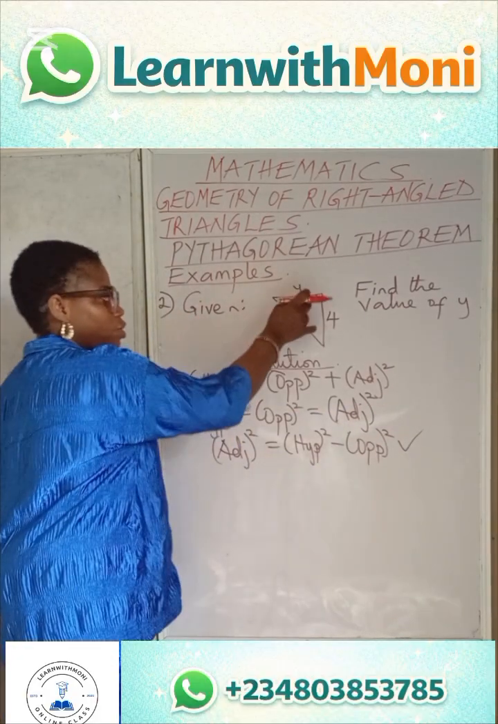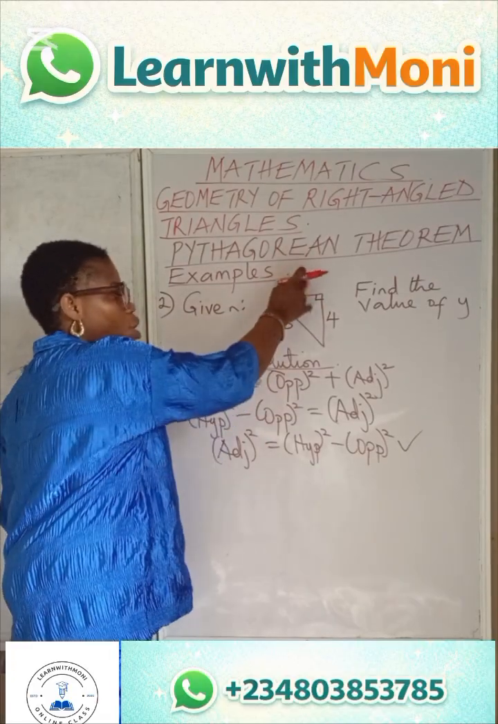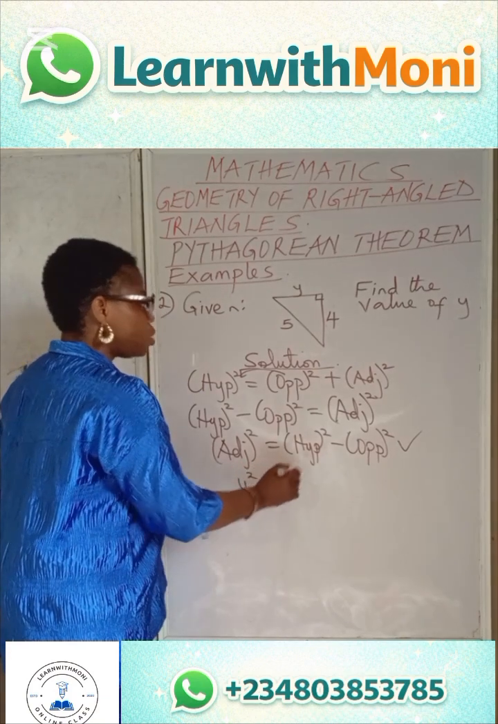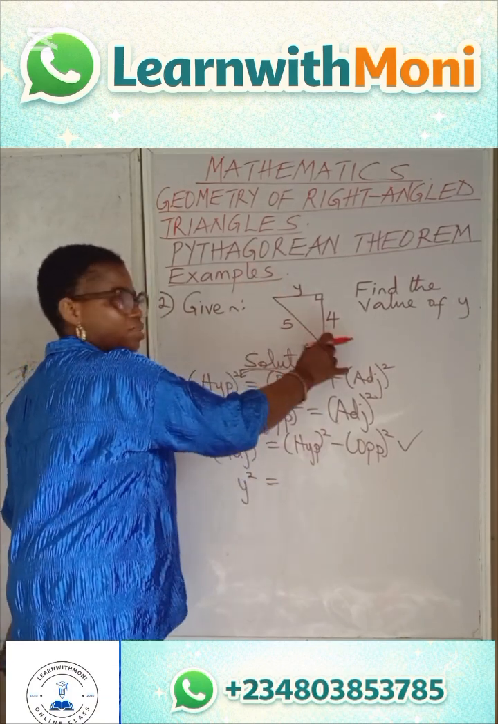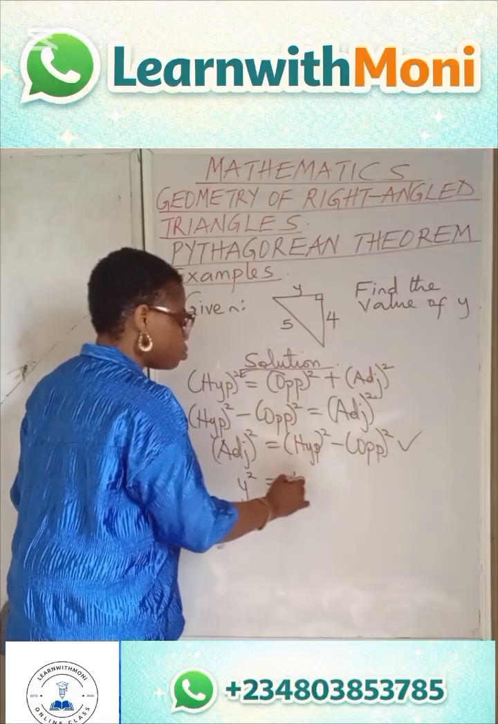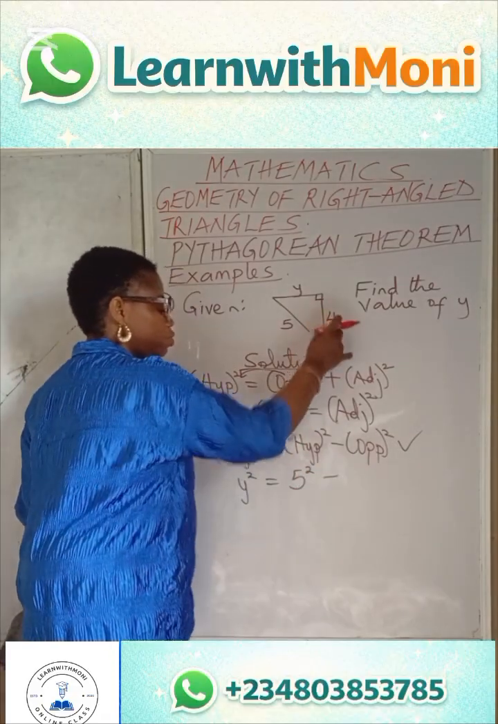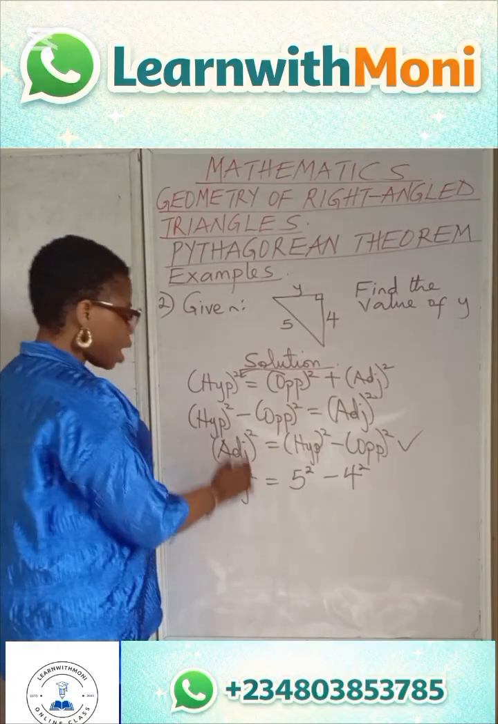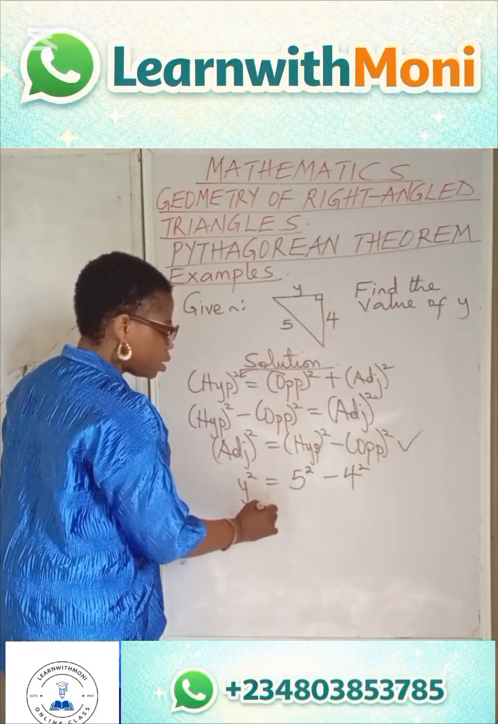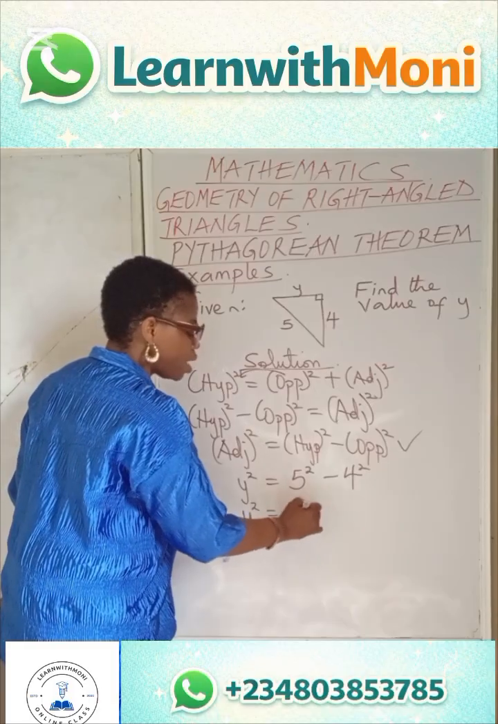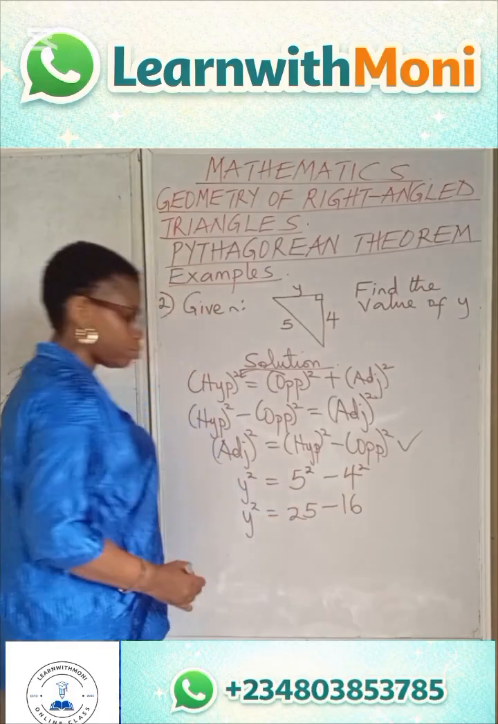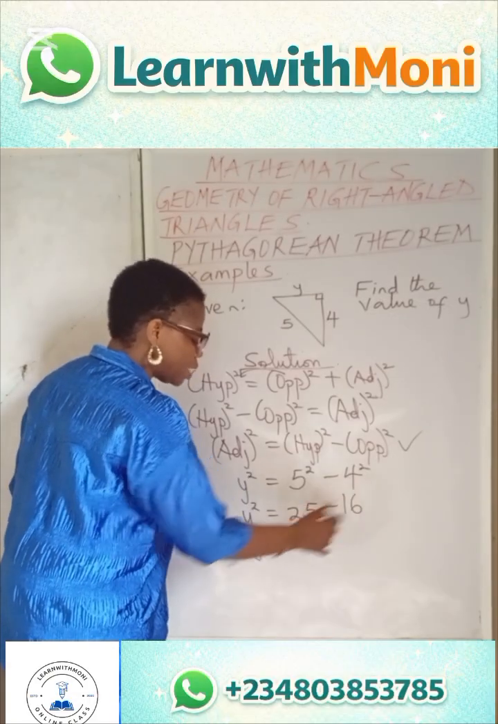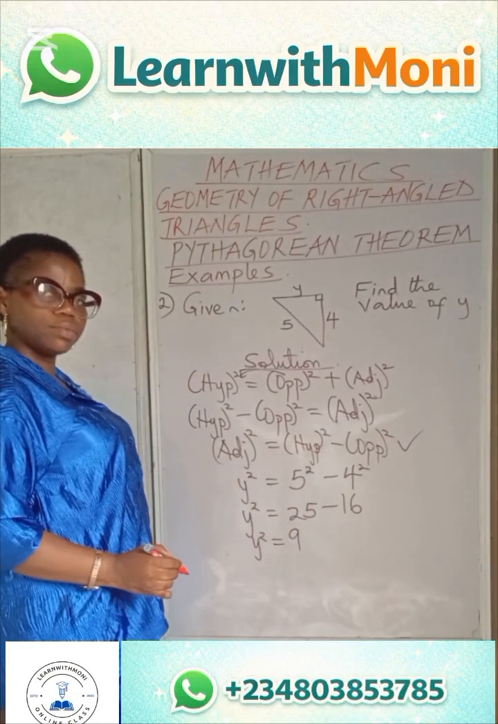So let's impute it into the problem we have. I want to call y my adjacent. So I have y square equals to, the hypotenuse is the longest side of the right angle triangle, which is 5 square minus 4 square. In that case, I have y square equals to 25 minus 16. y square equals to 9.